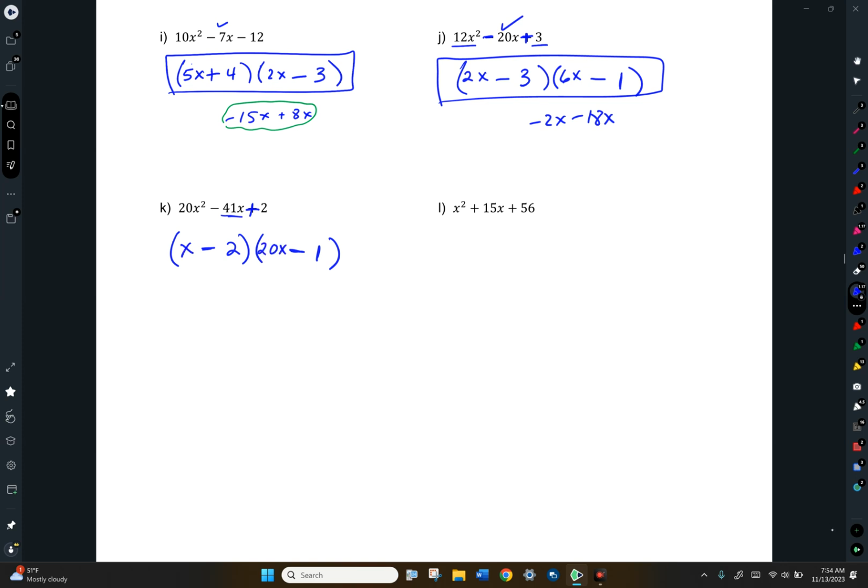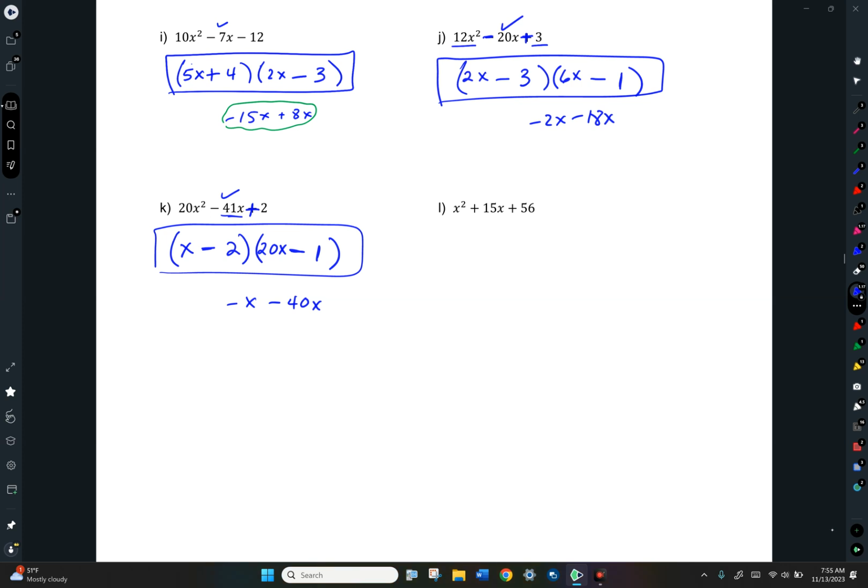So let's check it. On the outer, I have negative 1x. On the inner, I have negative 40x. And doesn't that work? Doesn't that give me the negative 41? Okay. So the things I'm telling you now are just things to help you get better at this factoring quicker, is to start noticing other little subtleties other than just that whole common factor thing.